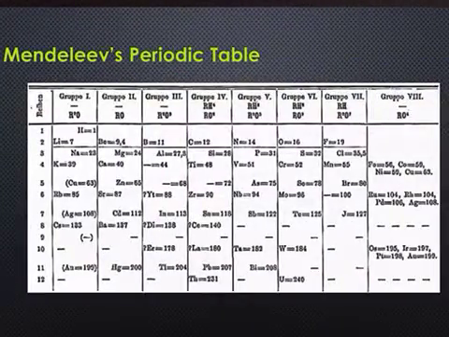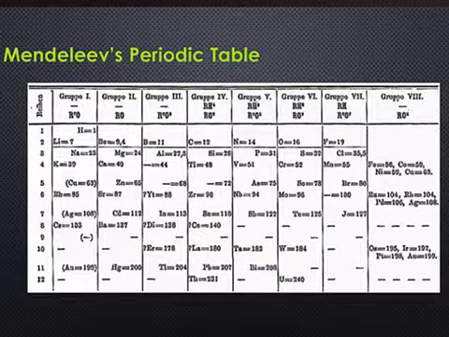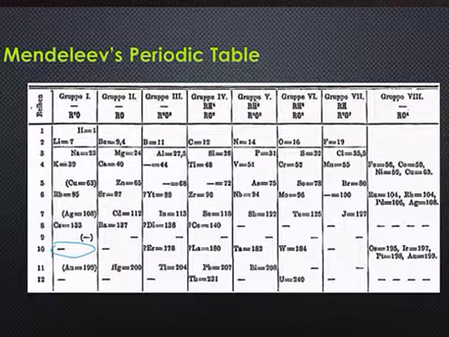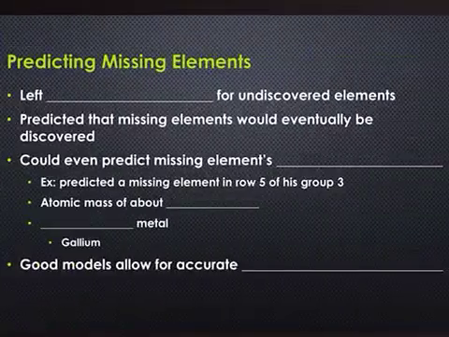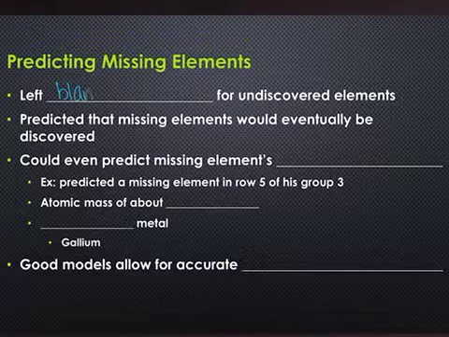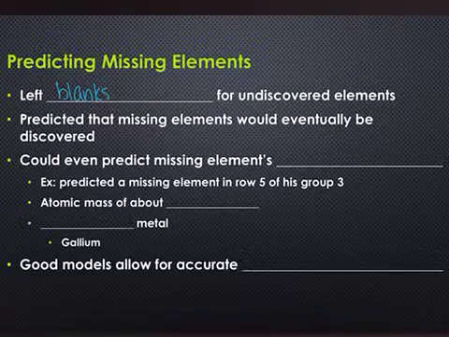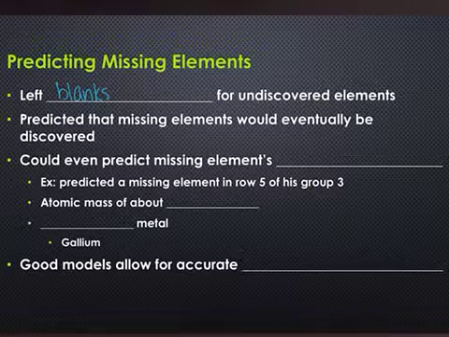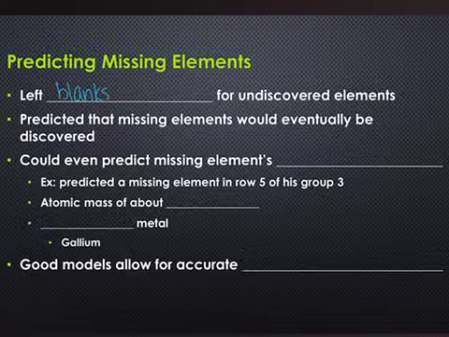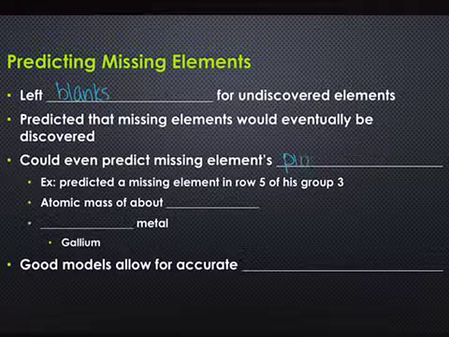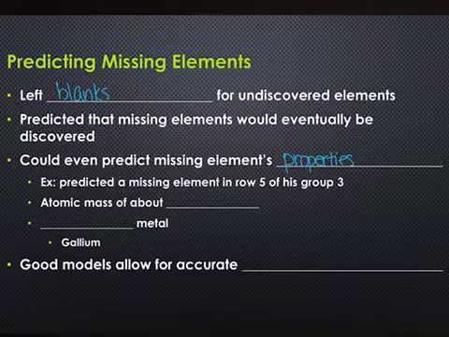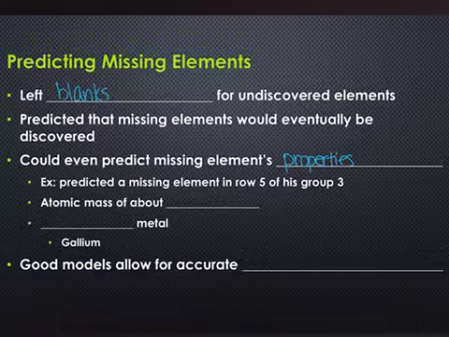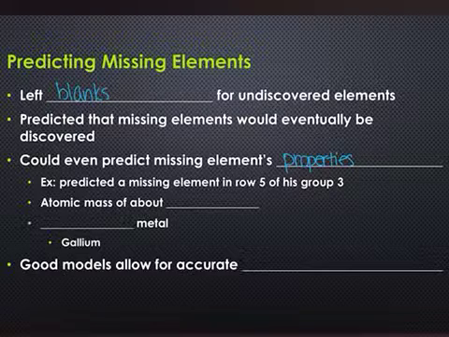So this is how Mendeleev's periodic table looked. What you'll notice is that he left blanks, like here's a blank, or here. He did this because he predicted that there were elements in the world that would eventually be discovered that could fit into these blanks. He was so sure of this idea that he could even predict the missing elements' properties, and those properties would be based on the location of the element on the periodic table.